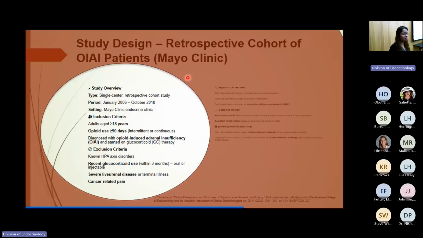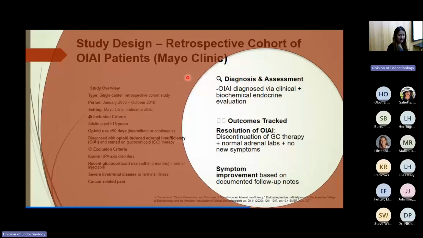They excluded anybody with a known HPA axis disorder, any recent steroid use, any severe liver or renal disease, or any cancer-related pain, because those patients are already on high-dose opioids. And then diagnosis was via clinical and biochemical endocrine evaluation. Again, we are talking about a retrospective study, so it was all chart-based data.